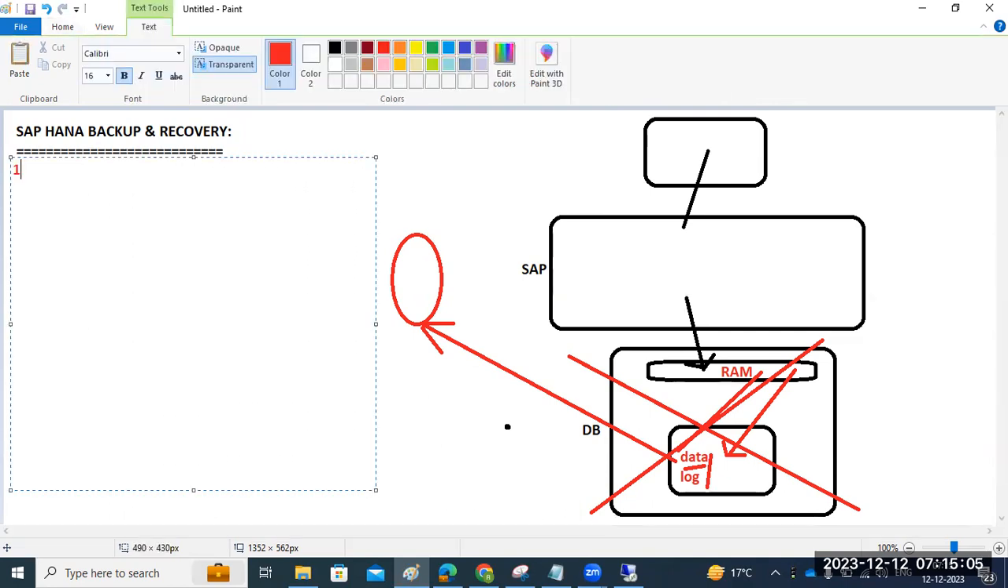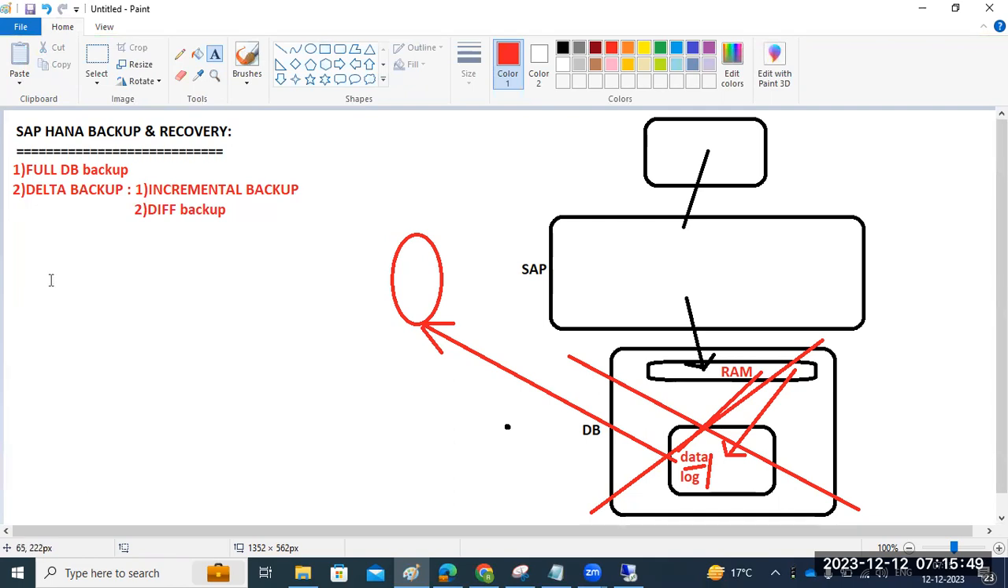In HANA, we have full database backup, complete database backup, which we can take. Then the second one is the delta backup. In the delta backups, we have two types: one is the incremental backup, and the second one is the diff backup, the differential backup. These two are called the delta backup. So these are the types of backups available in the HANA database, right?